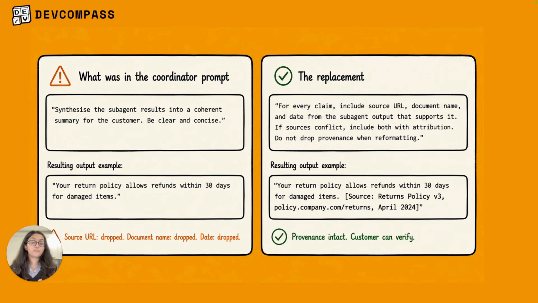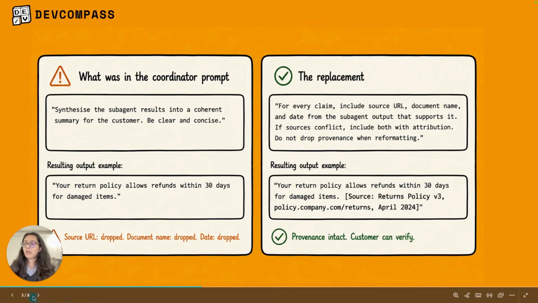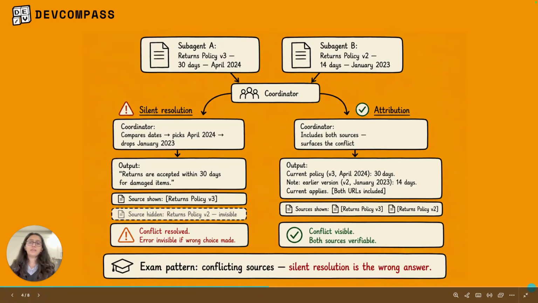Addresses a specific failure mode where the coordinator correctly includes provenance in its first draft and then reformats or summarizes its own output, dropping the fields in the second pass. Naming the failure mode in the instruction prevents it. Okay. Now, what are the conflicting sources?